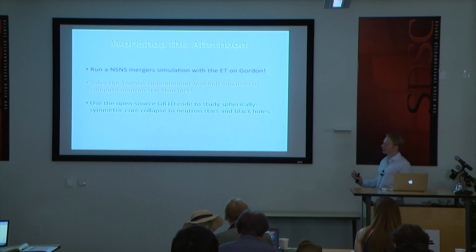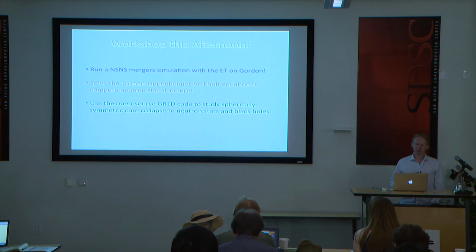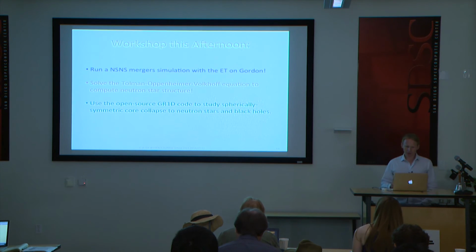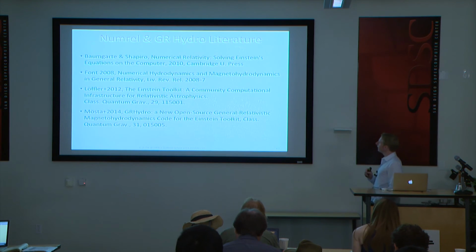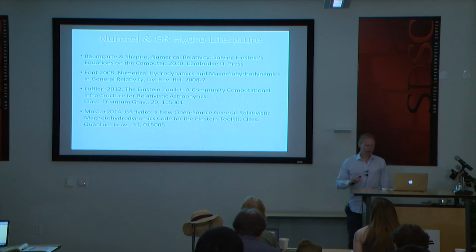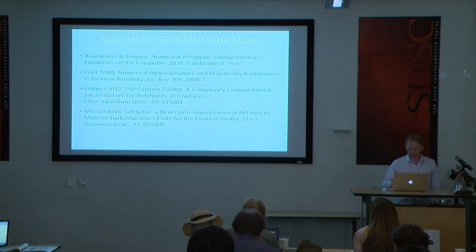And a more of a code running exercise is to use our open source GR1D code, which is a stellar collapse code, to study spherically symmetric core collapse to neutron stars and also black holes. So GR1D can dynamically form black holes. So with this, I close and just leave up two things. First, the literature list. You can just go and look at these. This will be on the web, so you don't have to write anything down.